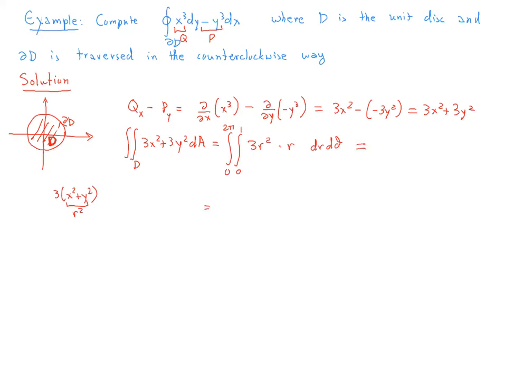This integral certainly splits. It's the integral from 0 to 1 of 3r cubed dr times the integral from 0 to 2 pi d theta. And this is going to be 3/4, because the antiderivative of r cubed is 1/4 r to the 4th, times 2 pi. So the whole thing will be 3 pi over 2. And that completes our computation and our second example and our video.